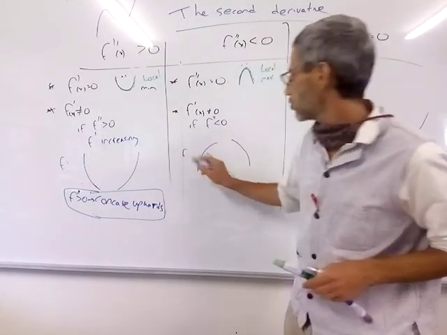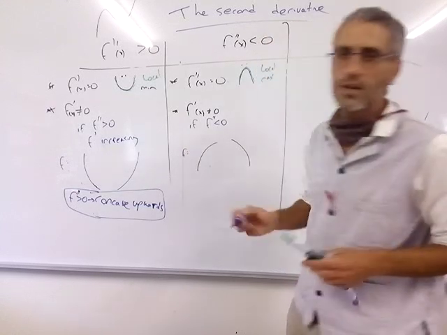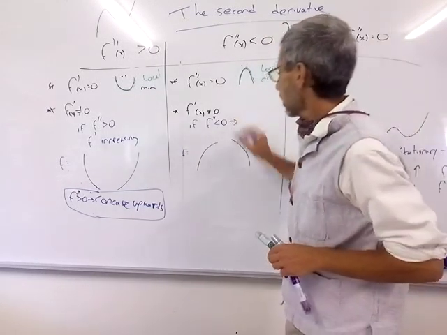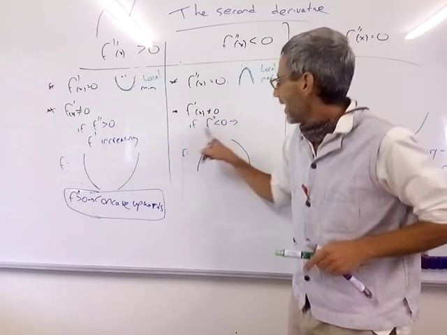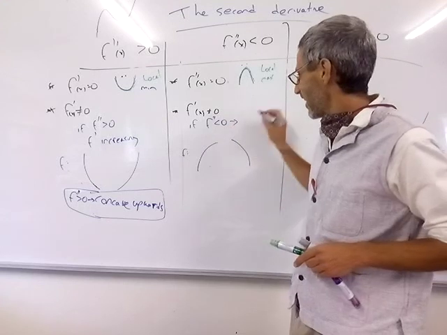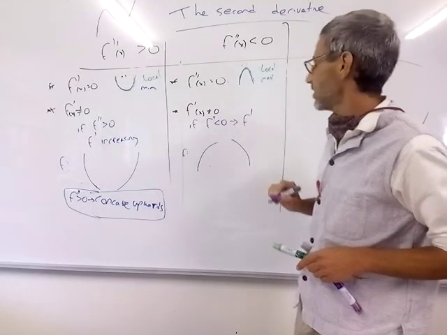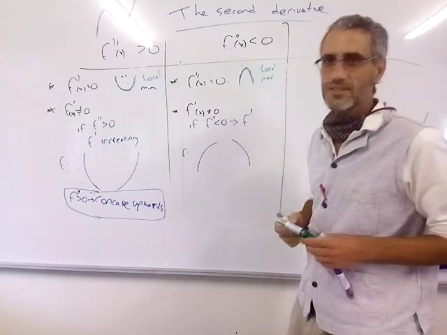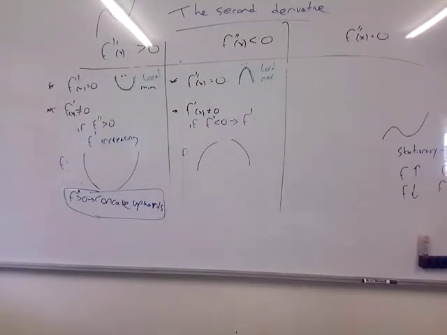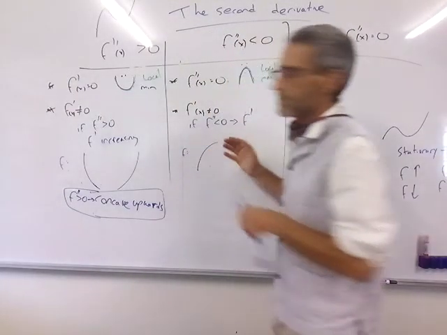And now I just need to convince you that that is the case. How do I convince you? In the same way. If the second derivative is negative, what's happening to the first derivative? I'll let you think about it. Everything here really is the opposite.